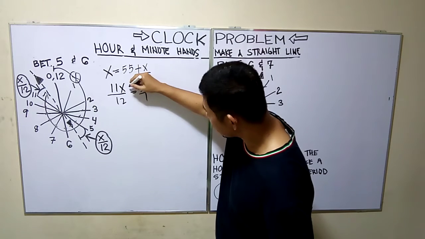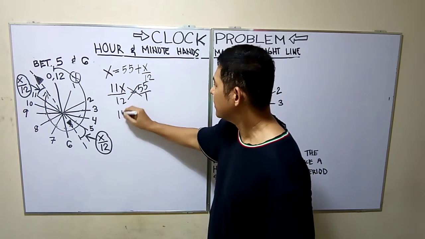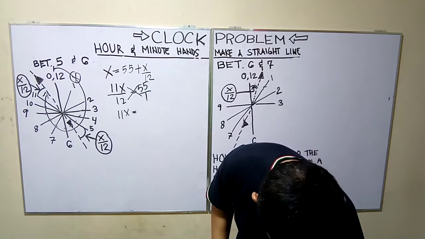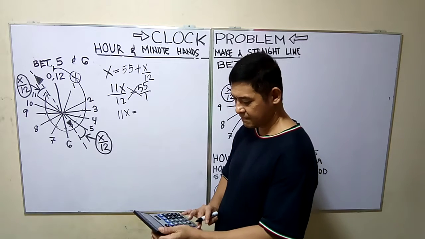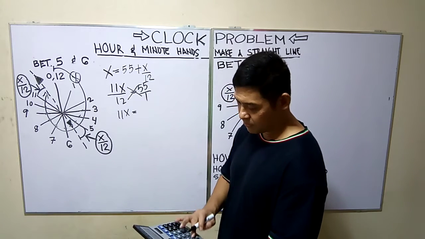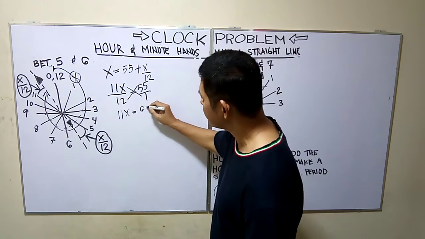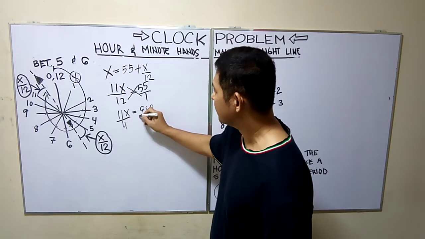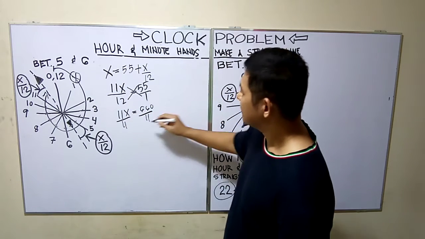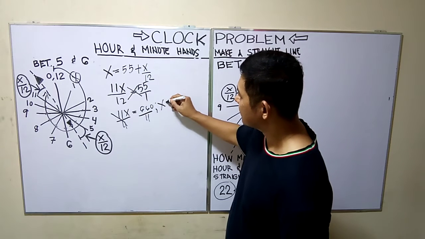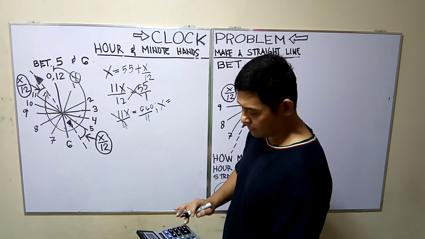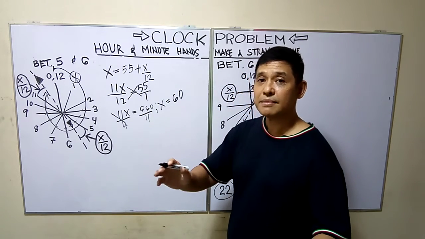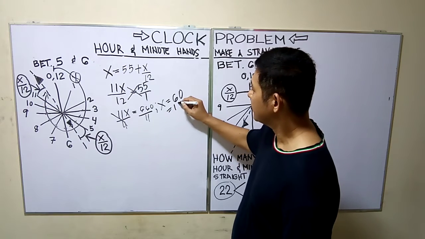Next, cross multiplication. Therefore, 11X is equals to, gamitan natin ang calculator. 55 times 12 is equals to 660. So, to get the value of X, you have to divide both sides by 11. Answer 11, therefore X is equals to 60 minutes. Pag sinabi natin 60 minutes, it is considered as 1 hour.